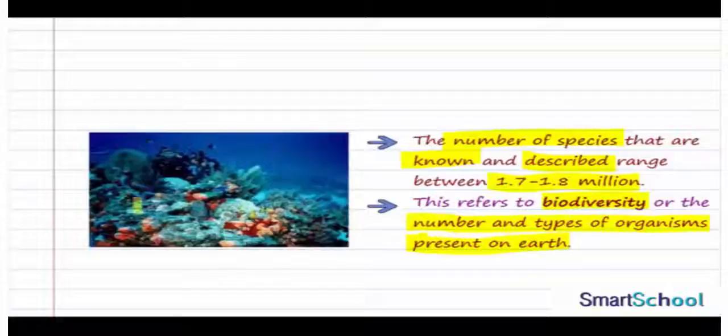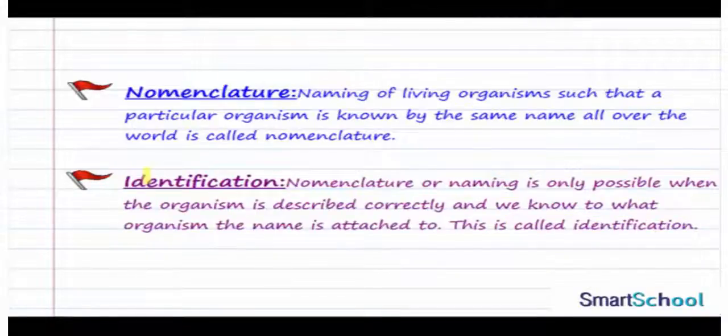Here you can see the living organisms present underwater inside deep oceans. So that was the general introduction about the diversity in the living world. We now come over to two important definitions which are related to the diversity of organisms, that is nomenclature and identification. So we'll study what are these two.